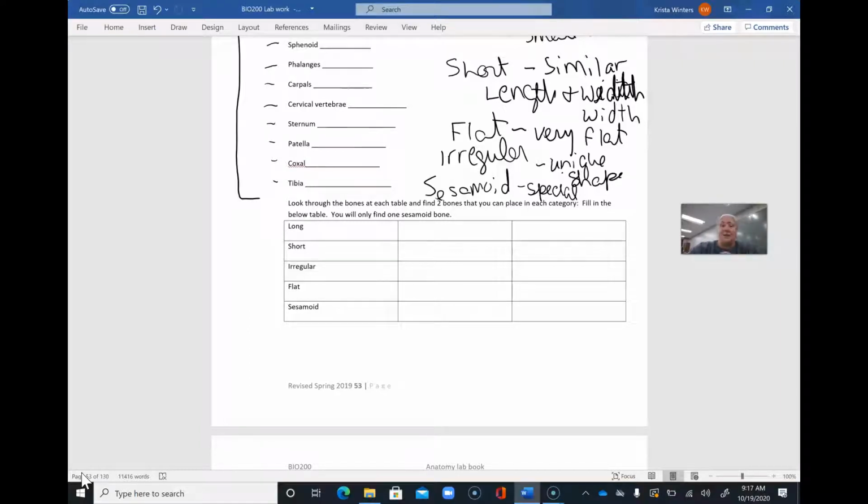That should give you every single box filled except for one of your sesamoids, because we only have one special sesamoid bone. Okay.